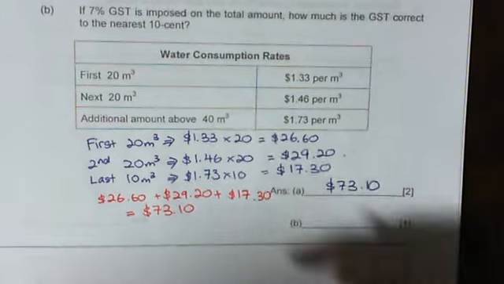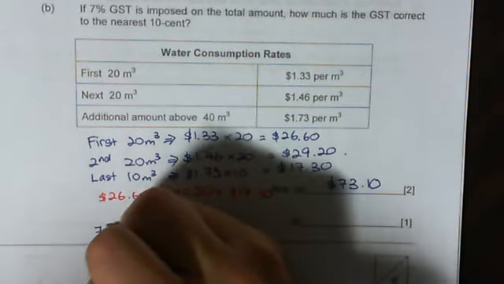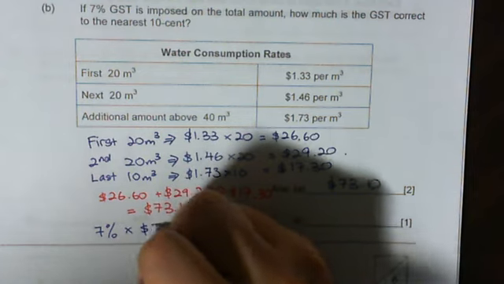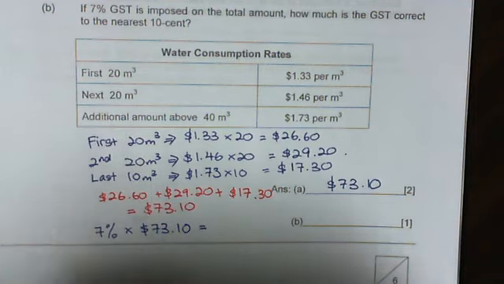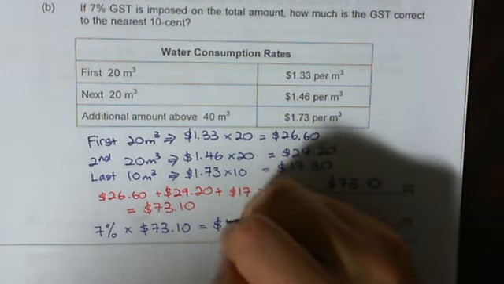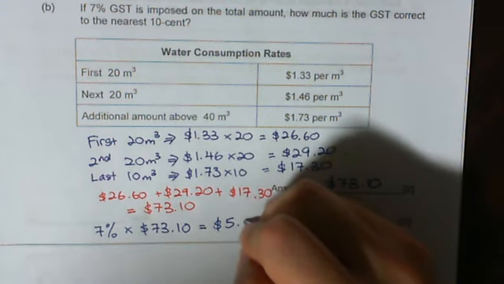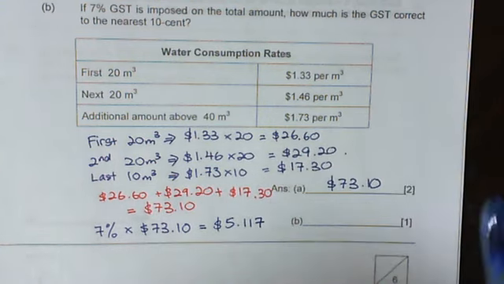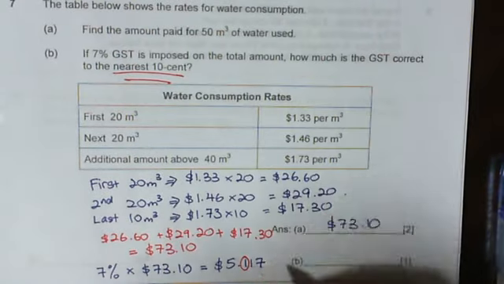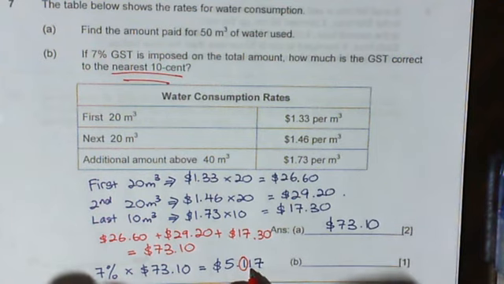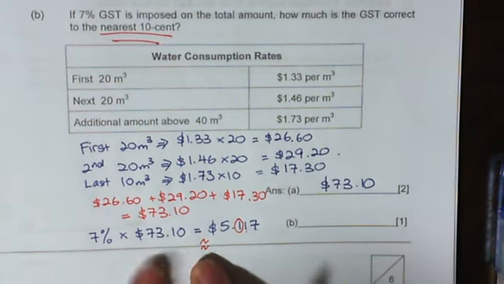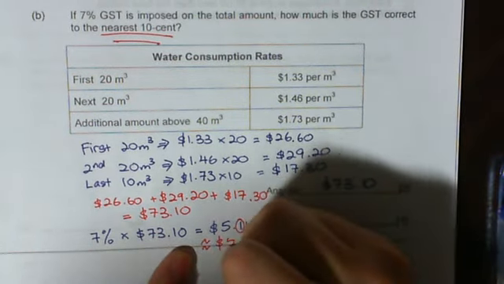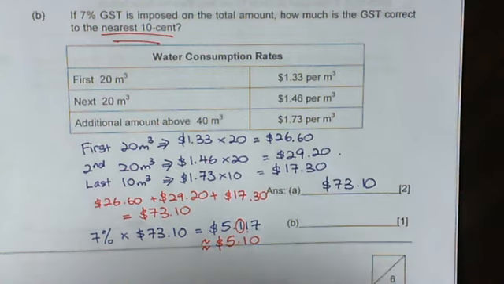Now, how much is the GST? GST is 7%. So 7% times $73.10 equals to $5.117. Now, they ask for you to round off the nearest 10 cents. So I want this rounded off. Taking this one, do we round up or down? We round down. So two wavy lines to indicate that it's an estimate, approximation, $5.10. So that's my answer.